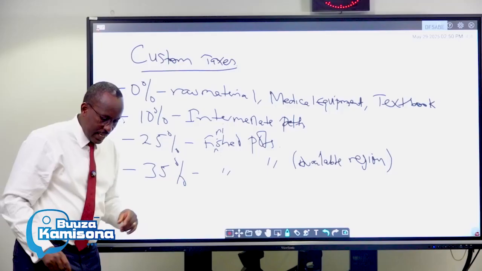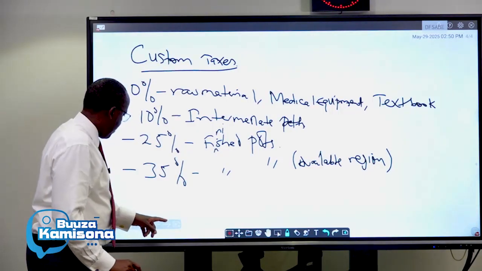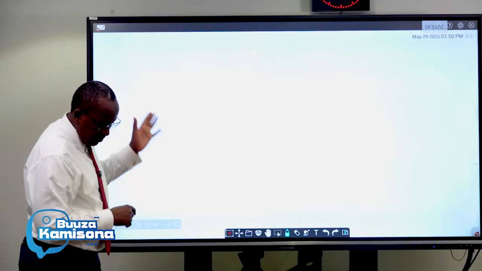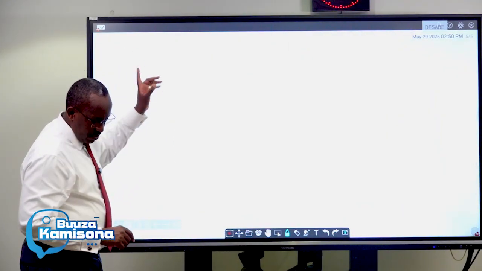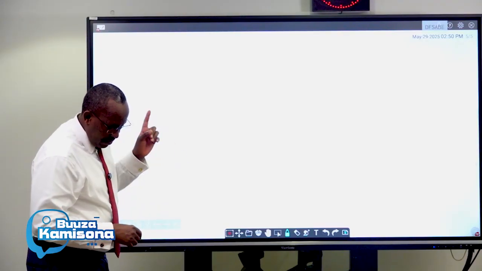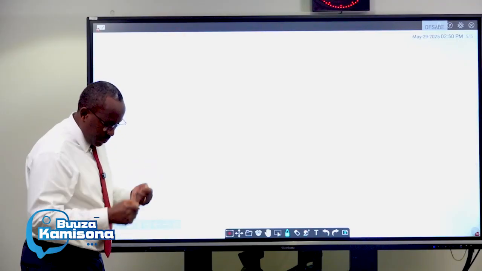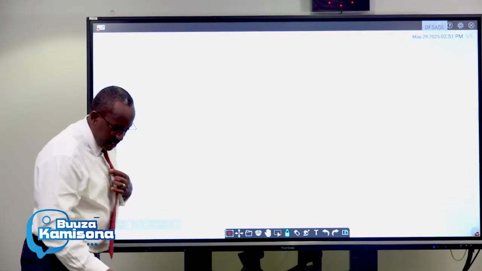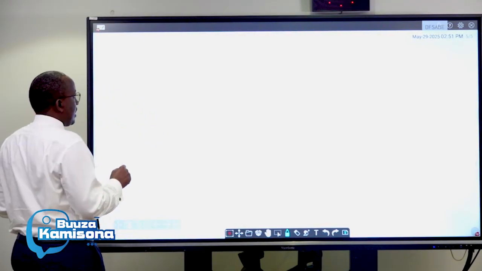Quickly, let me show what other taxes apply to imports. We have import duty, which I've just explained. It can vary from 0 to 35%. We have excise duty. We have VAT. We have withholding tax, which is income tax paid in advance, and we have infrastructure levy at different rates. So as we look at this example, I will go through the rates.